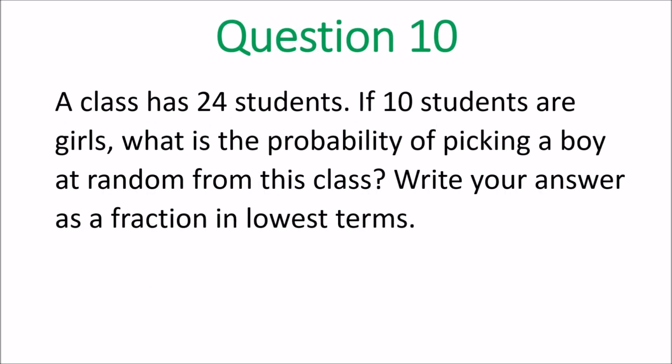Question 10, last one. 24 students in class, 10 students are girls. How many students are boys? 14. So it'll be for the fraction 14, and then it'll be 24ths. 14/24. So once you have 14/24, you have to divide by 2. 14 divided by 2 is 7. 24 divided by 2 is 12. 7/12 would be the answer as a fraction in lowest terms.